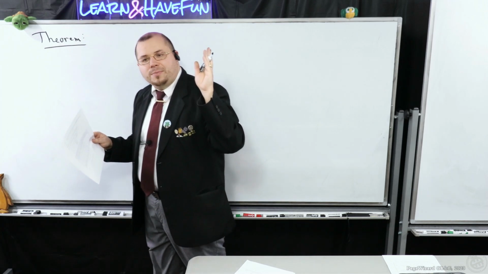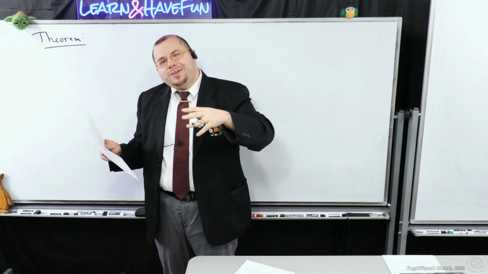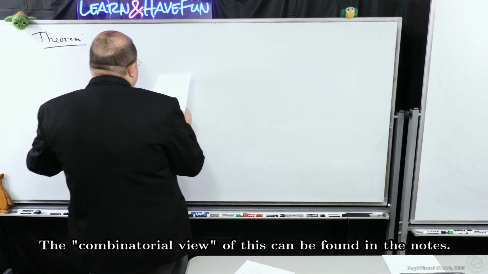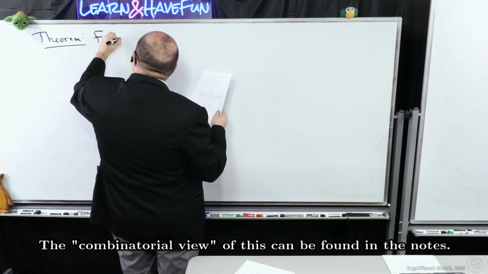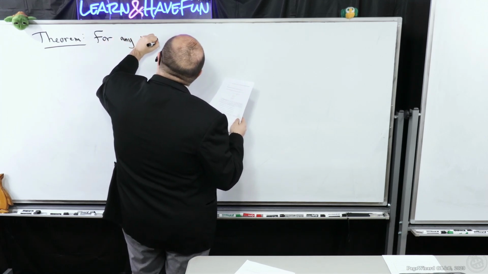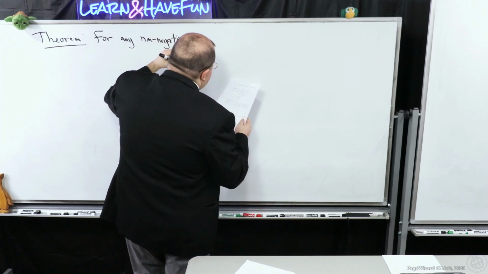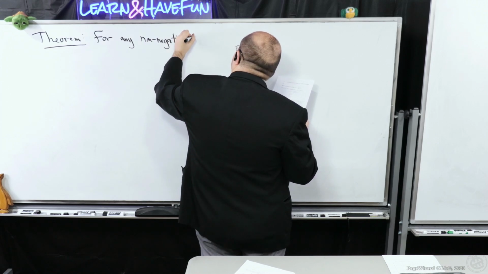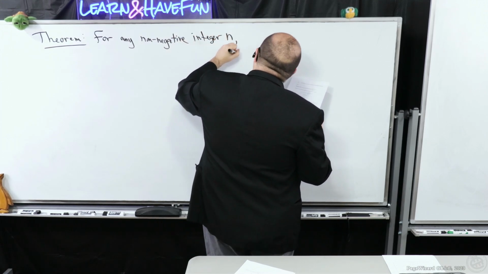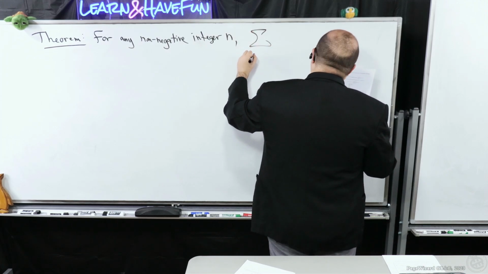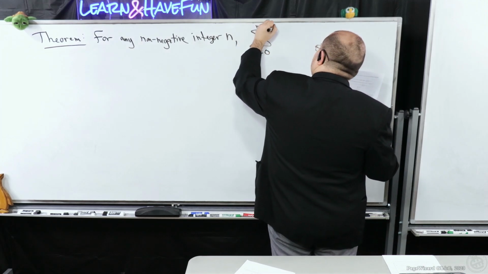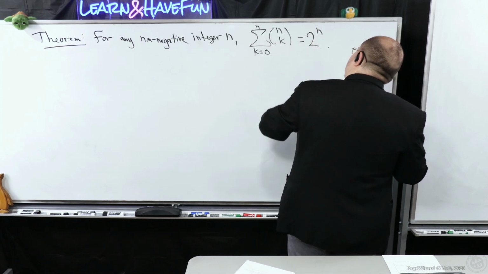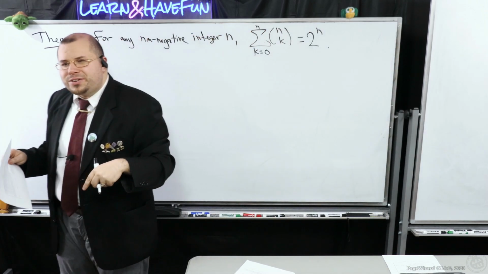First, we're going to use the binomial theorem to do this, and then I'm going to give you a different way of looking at the same thing from a combinatorial point of view. So here's a theorem. For any non-negative integer n, the sum from k equals 0 to n of n choose k is equal to 2 to the power of n. Now, you might be staring at this like, okay, so how does this answer the question?